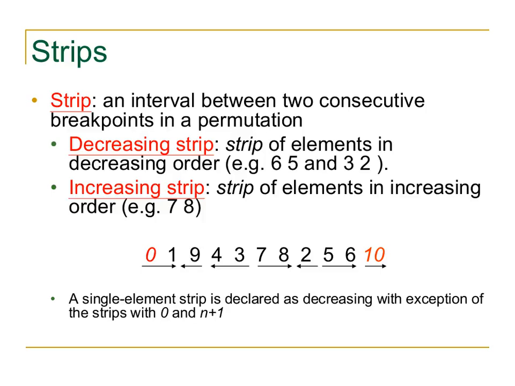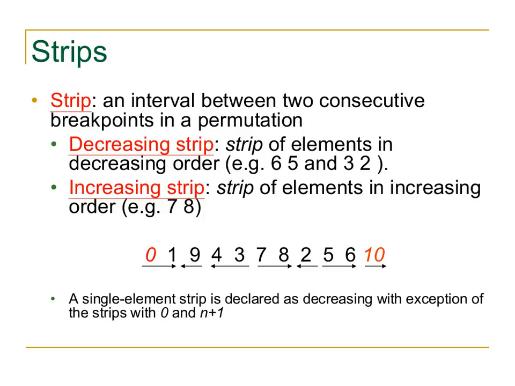In the example at the bottom, we've padded our permutation with 0 at the start and 10 at the end, giving 0 1 9 4 3 7 8 2 5 6 10. Reading off the strips, 0 1 forms an increasing strip, 9 4 3 is a decreasing strip, 7 8 is an increasing strip. 2, as a single element, is treated as a decreasing strip by default. 5-6 is an increasing strip. 10 stands alone as a strip.